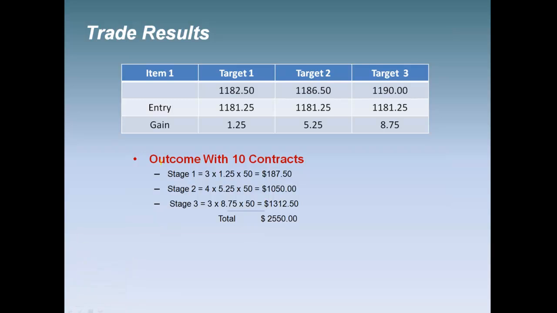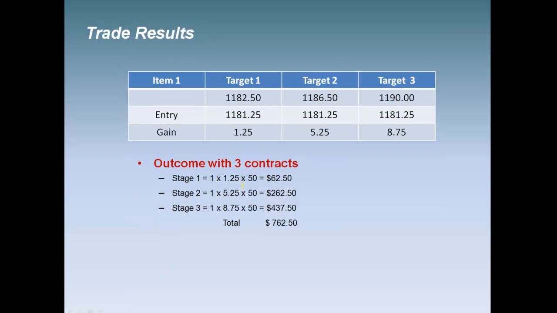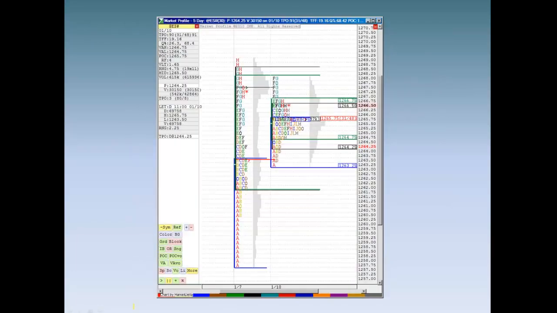If I in fact had started out with 10 contracts, this would have been the outcome as I hit each of my targets. Stage 1 would have given me 187, stage 2 1050, stage 3 131250, a total of 2,250 for the day. If I had only started with 3 contracts instead of 10, at stage 1 I would have gotten $62, $262 at stage 2, and stage 3 $437, a total of $762 for the day. Not bad under either scenario, but the key is the analysis and following the rules for our trade.